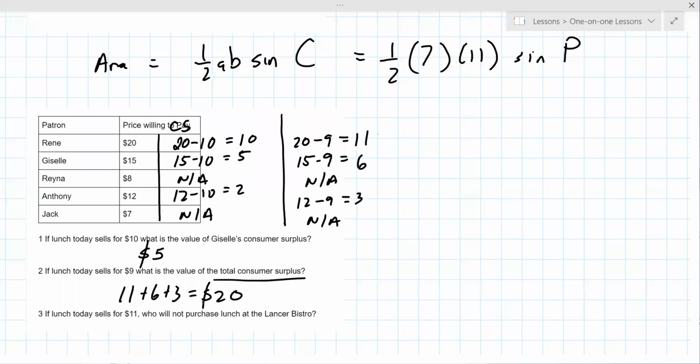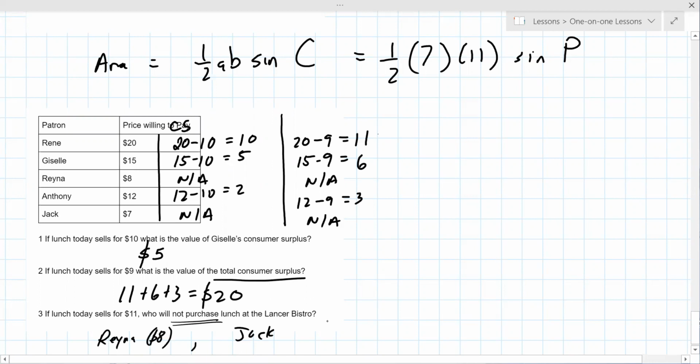Decent enough. If lunch today sells for $11, who will not purchase? So basically they're asking the question we already covered, which is who doesn't have $11 that they're willing to spend here, or who's below that? So the answer is Raina at $8.